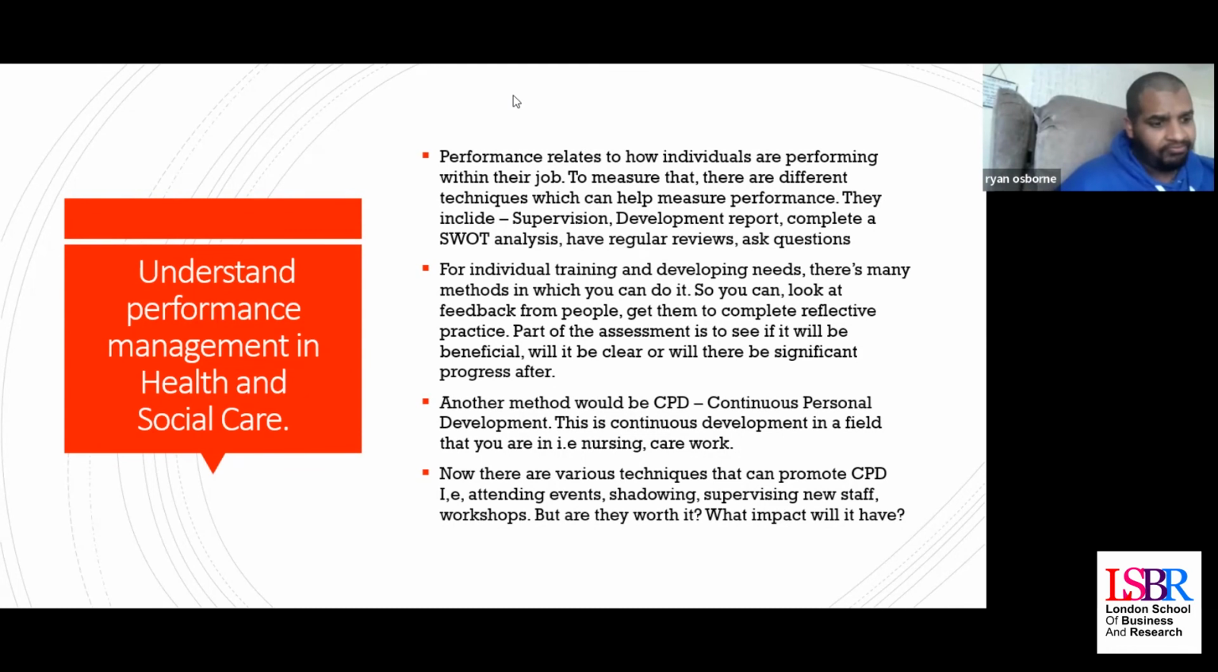And as a manager, as a senior partner, as well as a leader, it is very key that you stress the importance of CPD. But some of the questions that you have to ask yourself is: is it worth it? What impact will it have? What impact will it have on the individual? How will it improve their job?